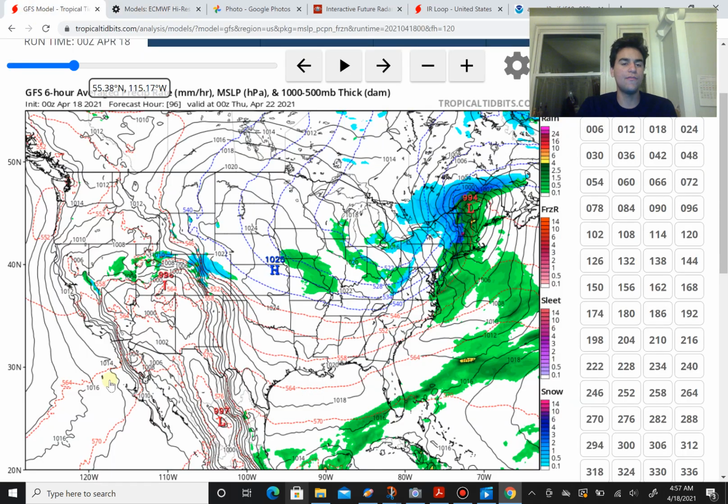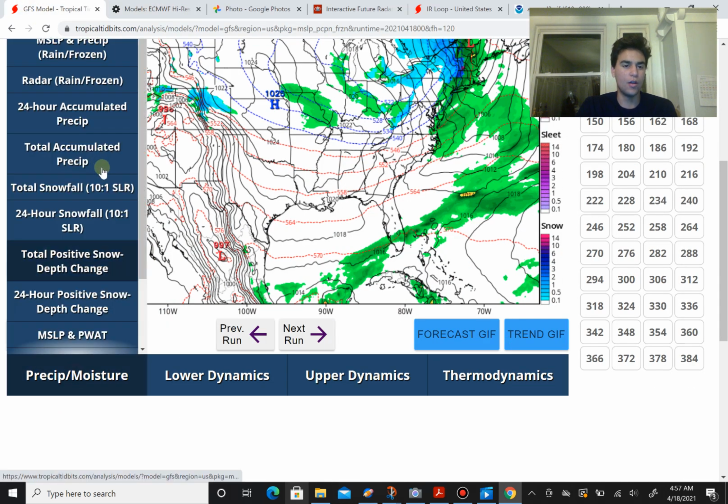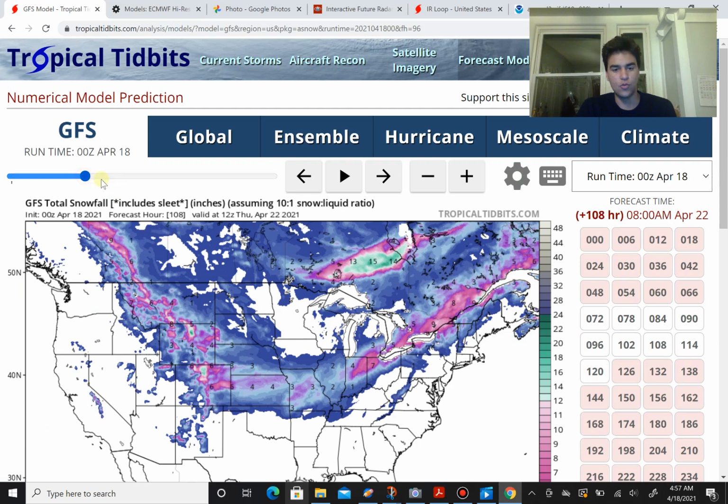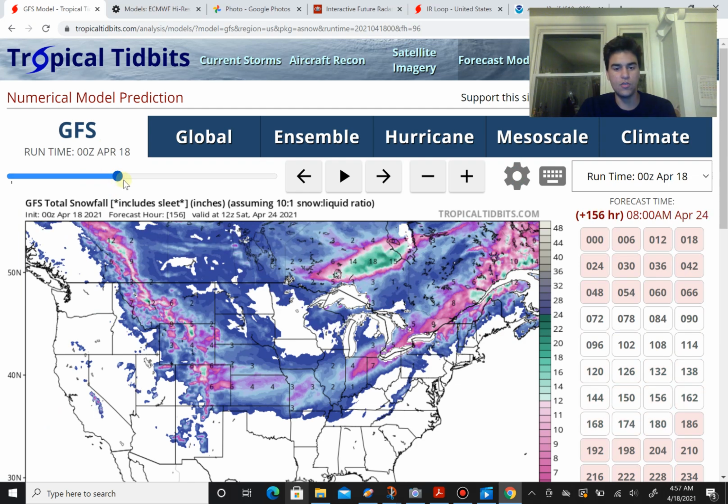And the GFS model is also agreeing with the European model with the snow forecast. They're pretty much identical. They look like twins at this point when it comes to the snowfall forecast.